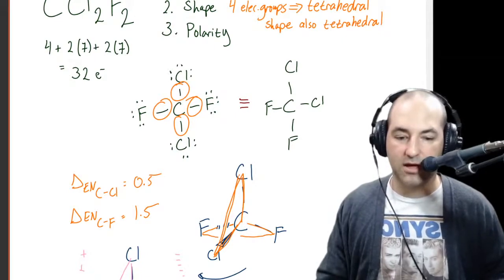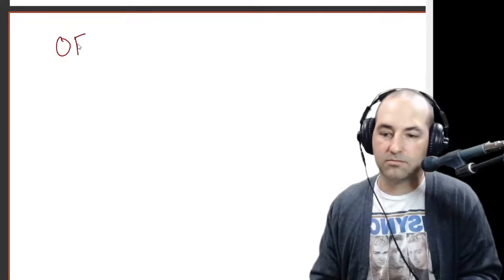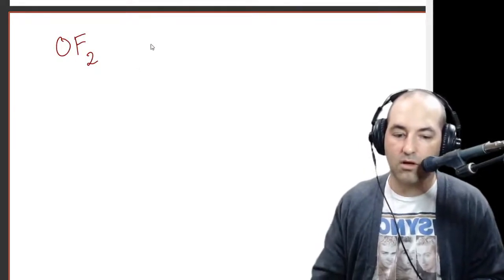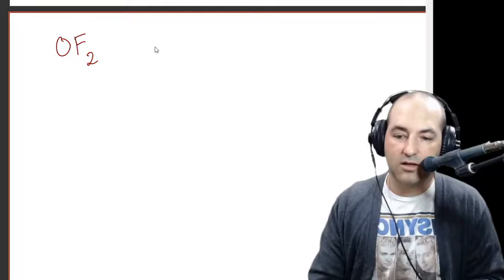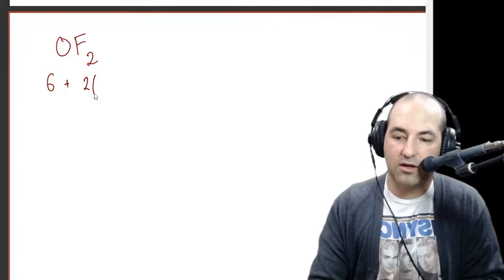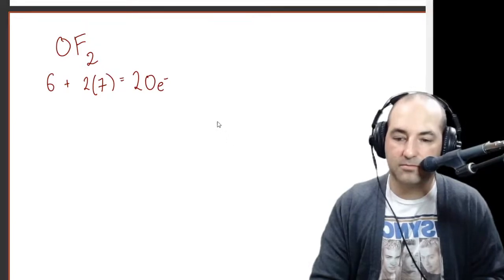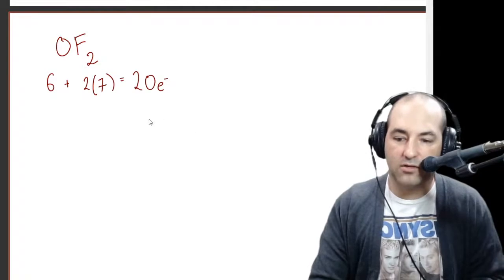That's a good example. Let's do that one. OF2. So again, let's look at the Lewis structure first. So we got to figure out the number of electrons, 6 for oxygen, and then 7 for each fluorine. Gives us 20 total electrons. And then we would look at the structure. So O we're going to assume is in the middle.